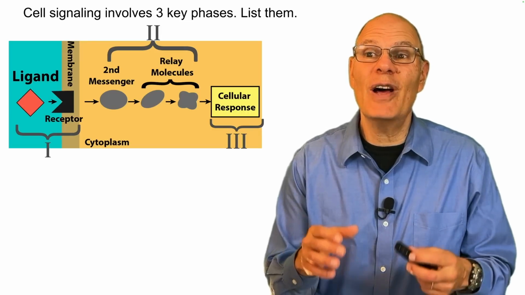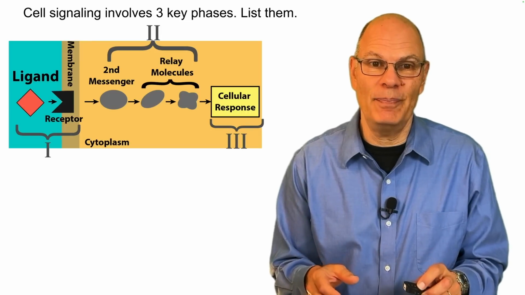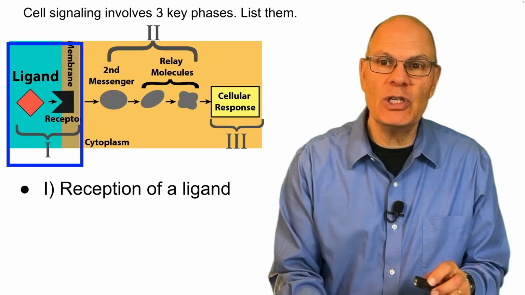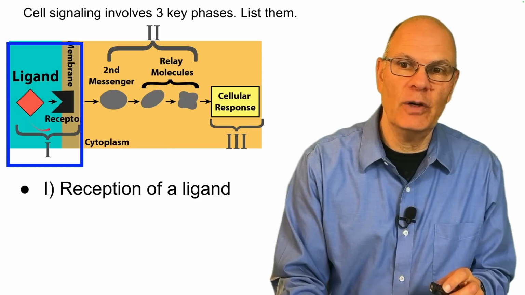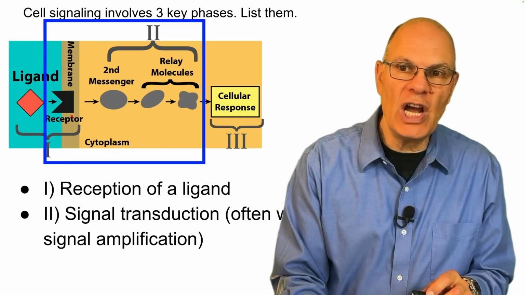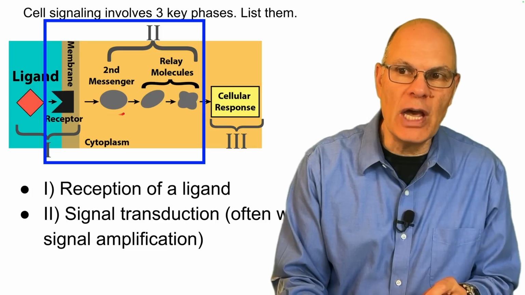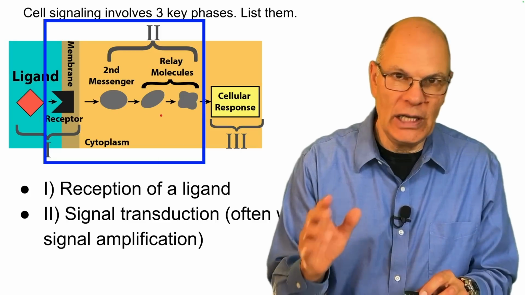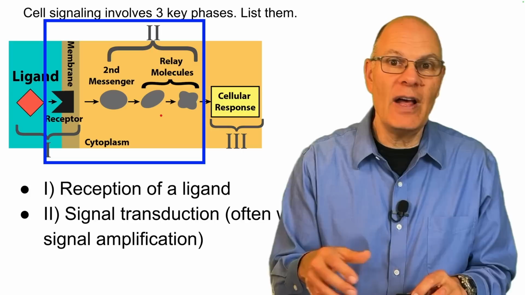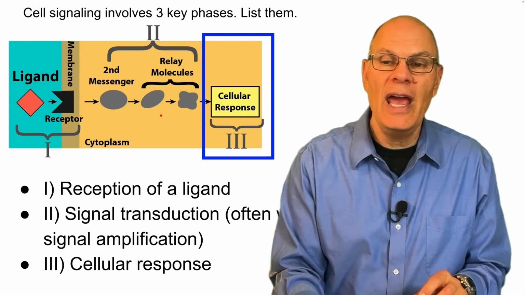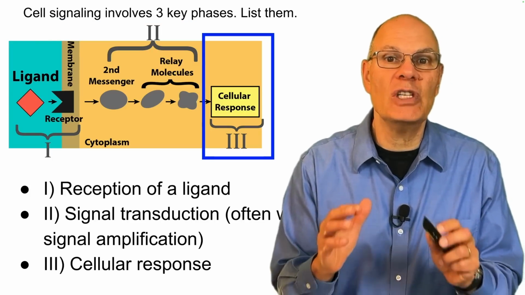Cell signaling involves 3 phases. List them. The 3 phases are reception of a ligand, that's what's happening over here. There's signal transduction, where the initial message gets changed into another kind of message that can go into the cytoplasm. That often involves amplification of the signal. And finally, there's a cellular response.